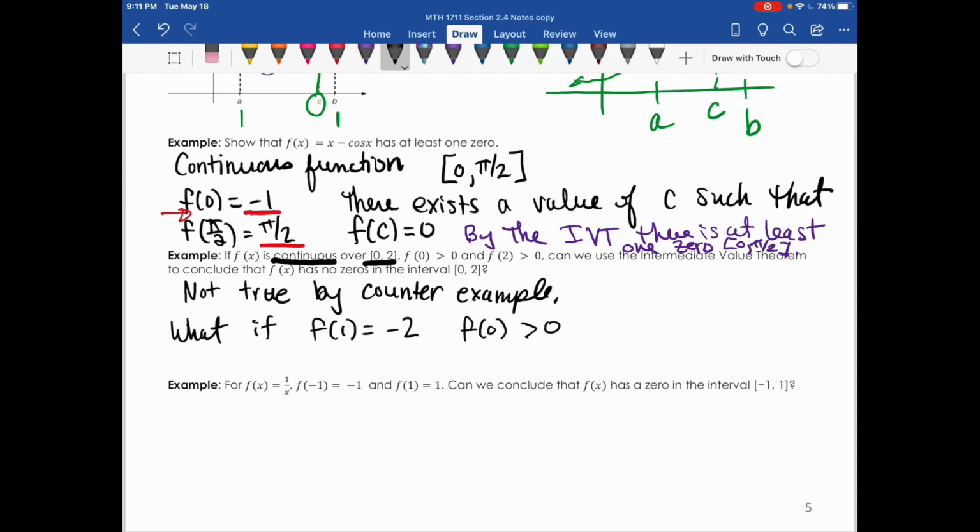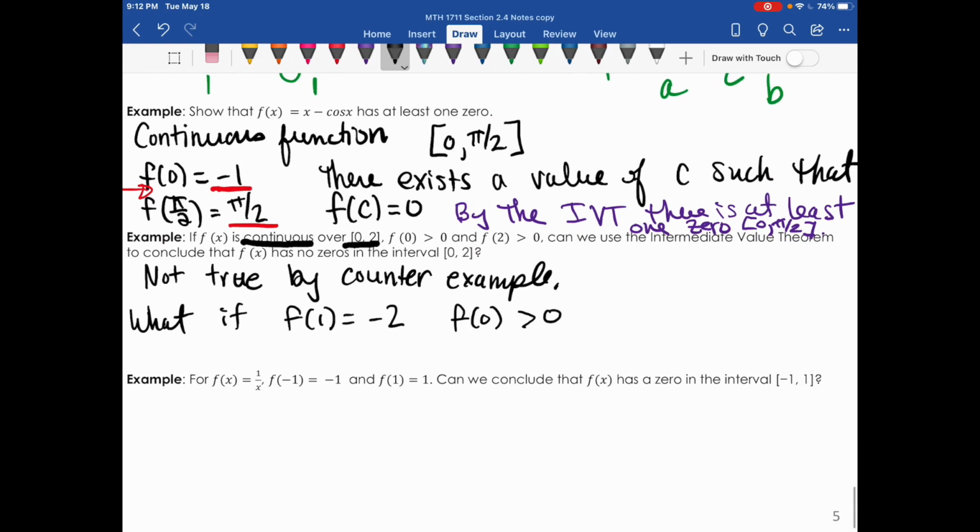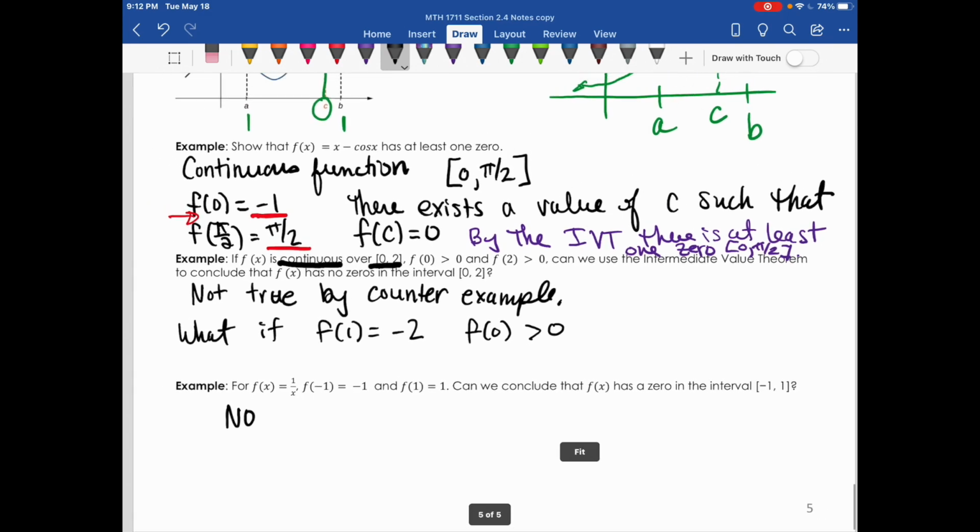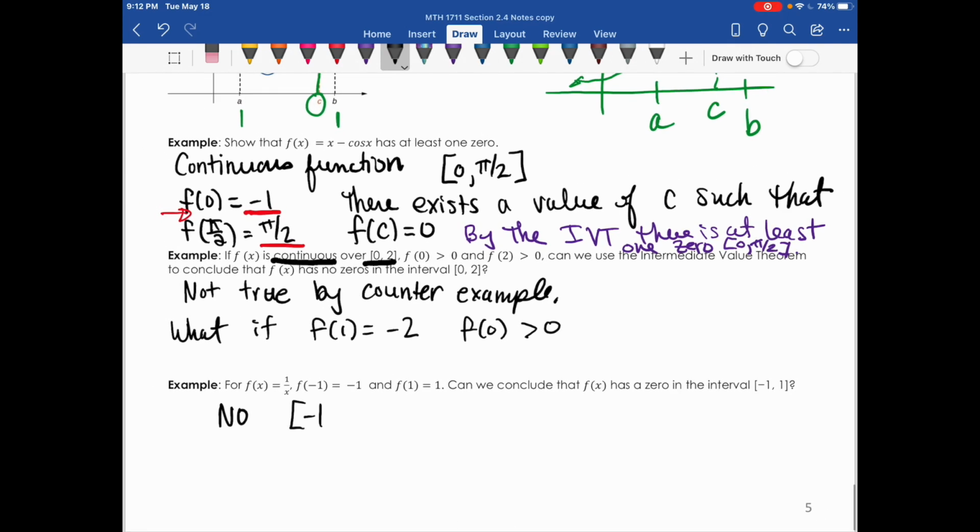Okay, last example. For the function 1 over x, f of -1 is equal to -1, and f of 1 is equal to 1. Can we conclude that f of x has a 0 on the interval from -1 to 1? We would say no, because on the interval from -1 to 1, it is not continuous. We have to have a continuous function. It has to be continuous on that interval for this to work.